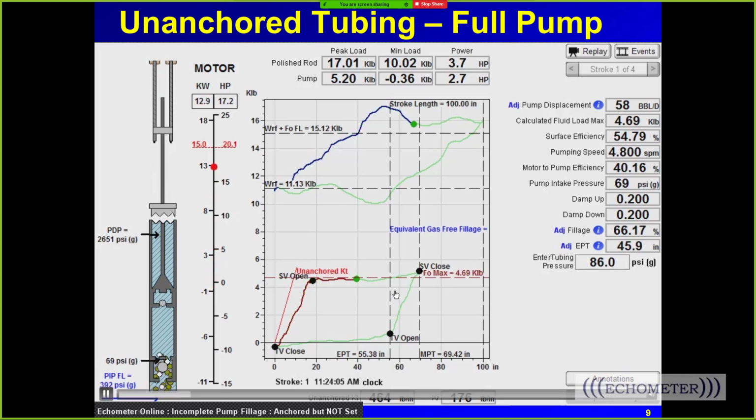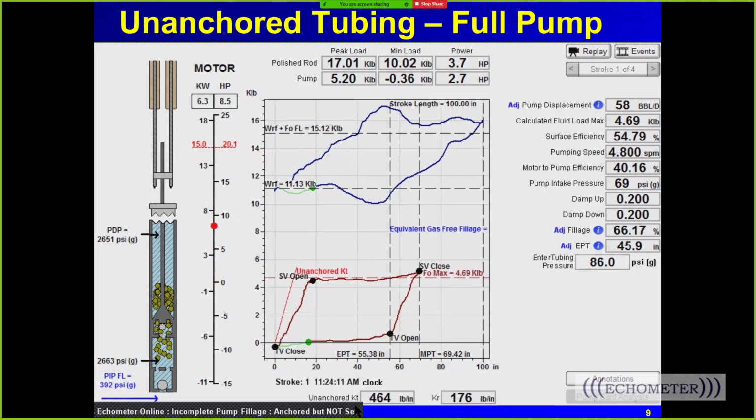If you look at the bottom of the screen, there's a value called unanchored tubing KT. And what that means is if you have a force, the force that you apply to a length of pipe, and this length of pipe is a tubing, force is equal to KT times the distance that you stretch the pipe. Okay, so that's what this KT stands for.